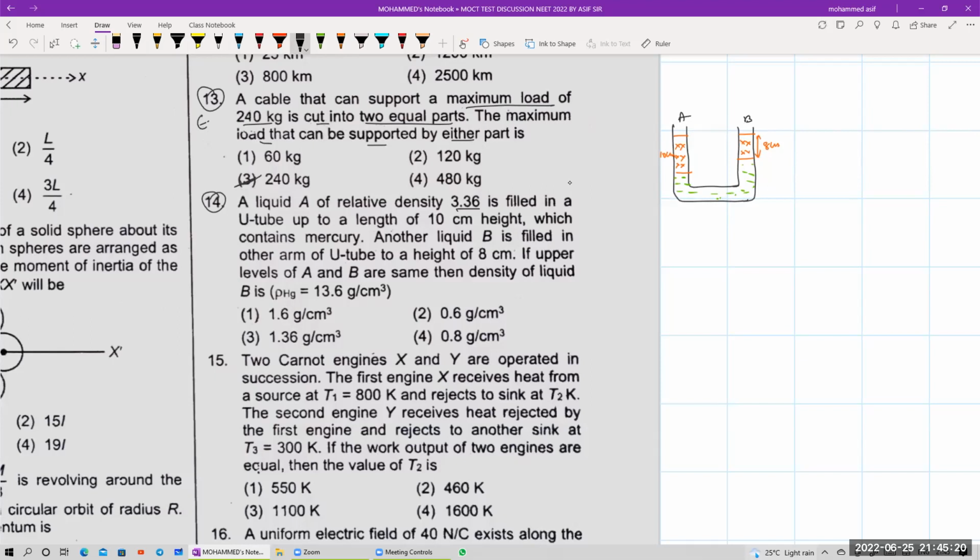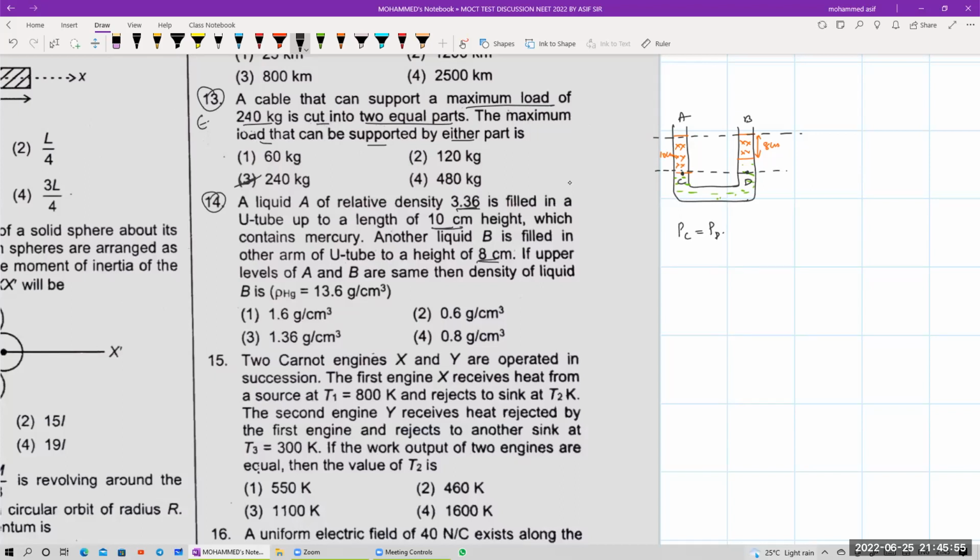The relative density of liquid A is given as 3.36, filled in a U tube to a height of 10 centimeter, which contains mercury. Another liquid B is being filled in the other arm of the U tube to a height of 8 centimeter. If the upper levels of both A and B are the same, the density of the liquid B will be equal to how much? So see, if I take this one as some point and here this one as some point, you know that when the liquids are at the same height, the pressures will be the same. Say this one is C and this one is D. Pressure at point C will be equal to pressure at point D.